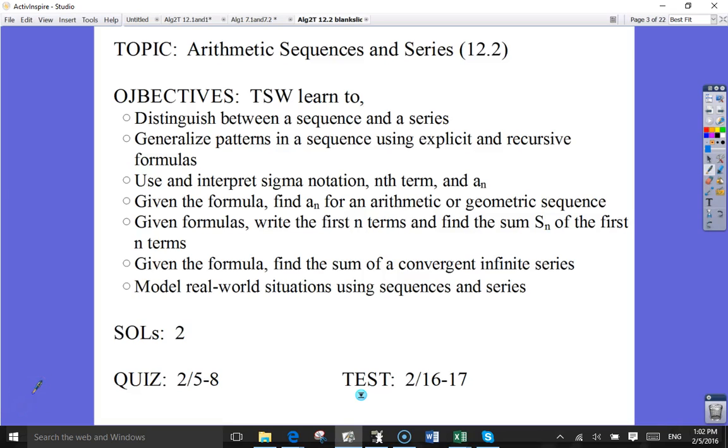So last lesson was about sequences and series that don't necessarily have a pattern to them. The next two lessons are about particular patterns. The first day is about arithmetic sequences and series, and the next day will be about geometric sequences and series.